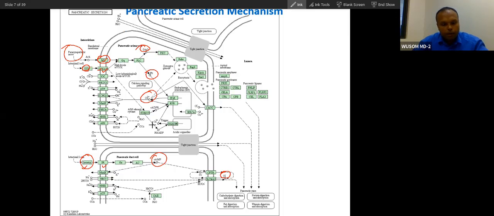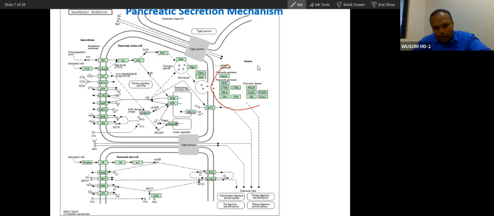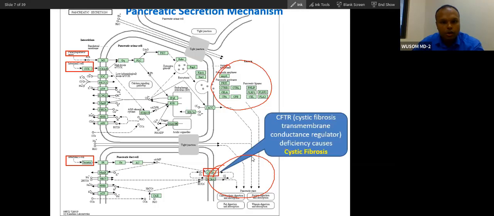Okay, so the mechanism will be a little bit different. The G protein will be different, but all are G protein coupled receptors. This is how secretion of enzymes, all enzymes, and this fluid will happen, and it will reach the pancreatic juice. It will form pancreatic juice, and pancreatic juice comes out of this.